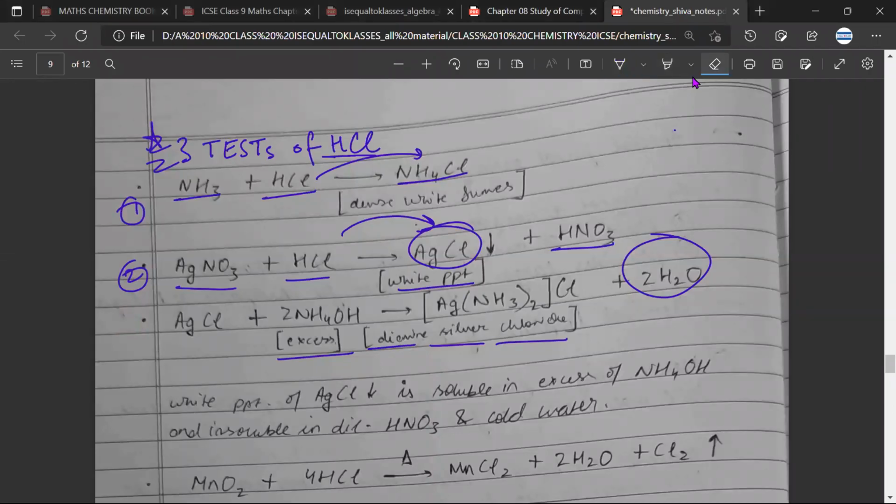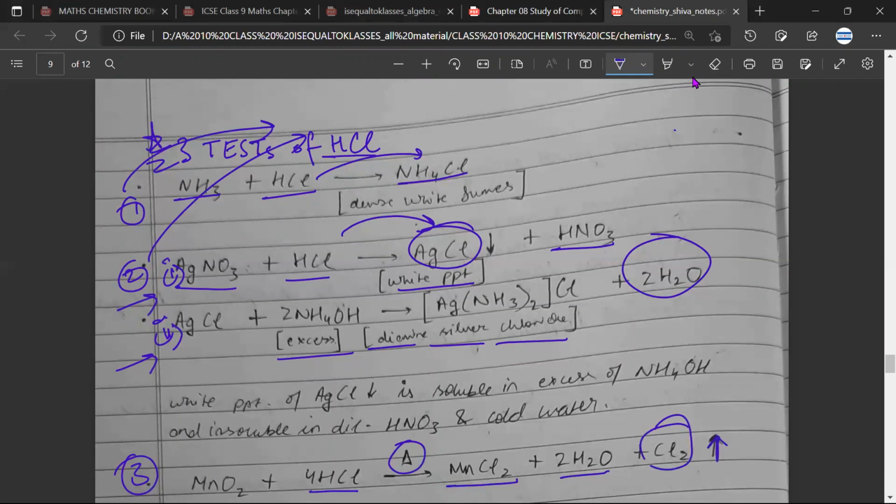A small note that the AgNO3 test, these are the subparts. So this is the first test of HCl, and this is the second test of HCl, which has two subparts, and then there is a third test of HCl in which manganese oxide plus 4 HCl in the presence of heat gives manganese chloride plus water plus chlorine, which is in the gaseous state. So that brings us to the end of this video.